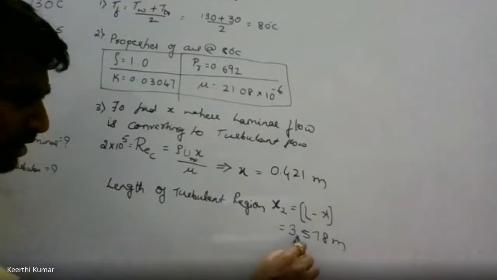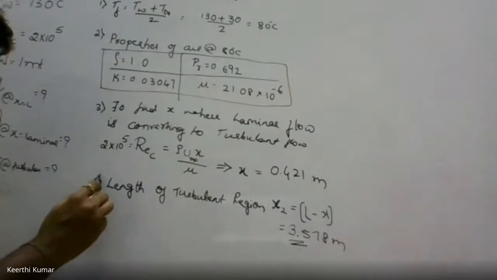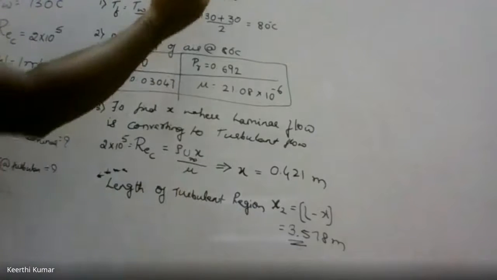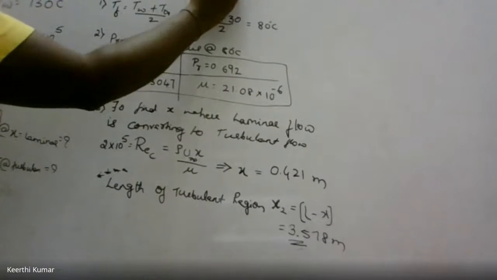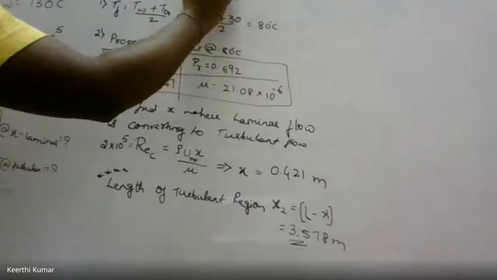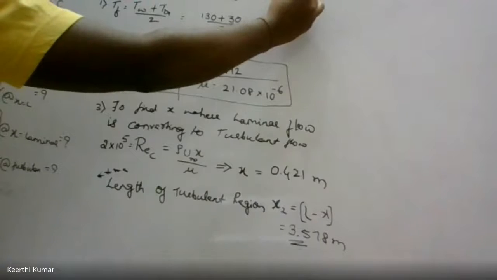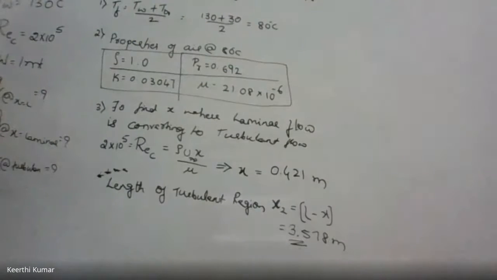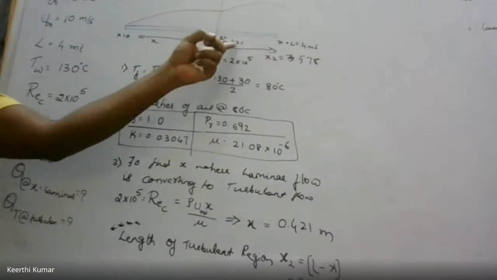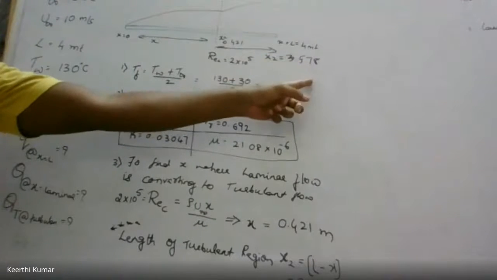3.578 meters. See, this is very, very important for us for the next step. So remember this and write it down properly. Length of the turbulent region, we have taken as x2. So in the figure, x is equal to 0.421. That means from here to here it is x. Now from here to here, I have written as x2. x2 is equal to 3.578. Understood the figure now? x is from here to here, and the value of x is 0.421. After that, I will call it x2, and that length is 3.578 meters.